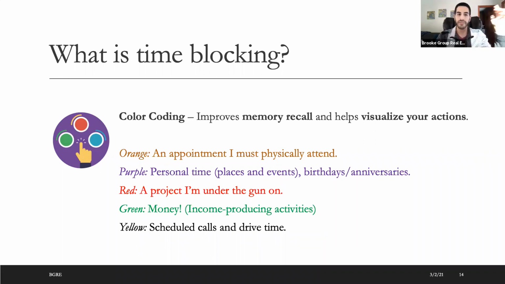Green, money, income producing activities. Income producing activities include lead generation, lead follow up, prospecting, anything that helps you grow your business that isn't an inbound input is a good way to explain it. So we all have our email and our texts that come at us and clients that are asking us questions. That's great. That can be lead follow up in a way.